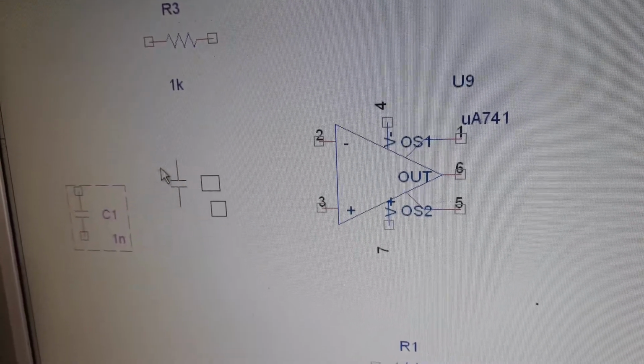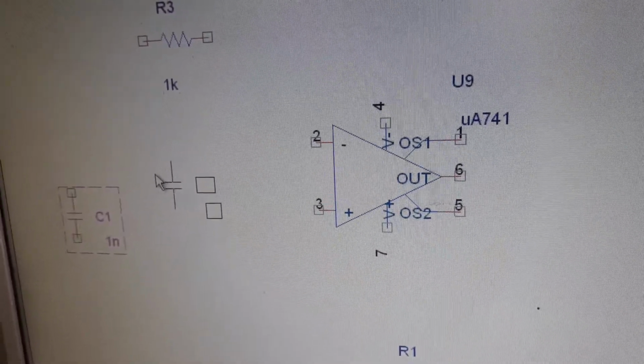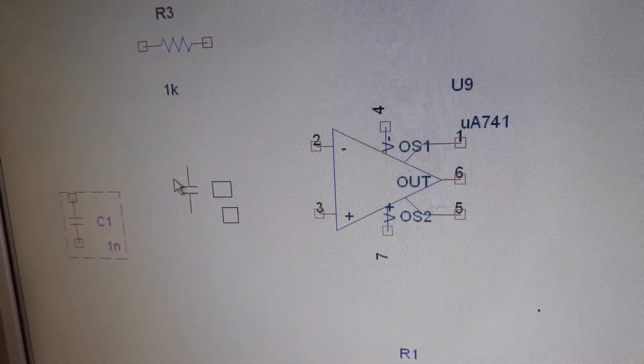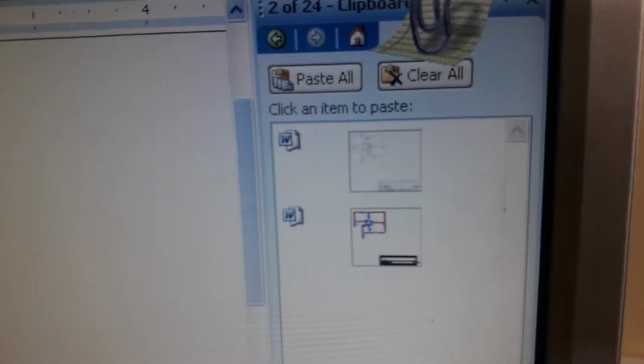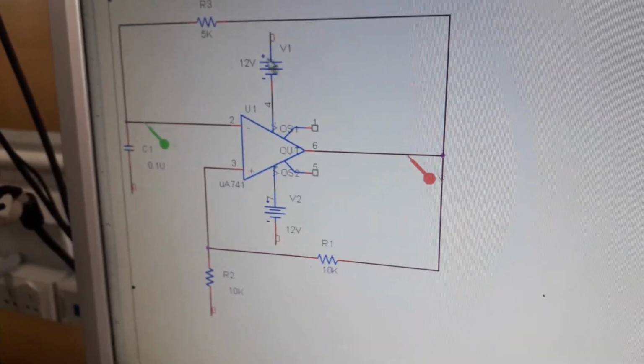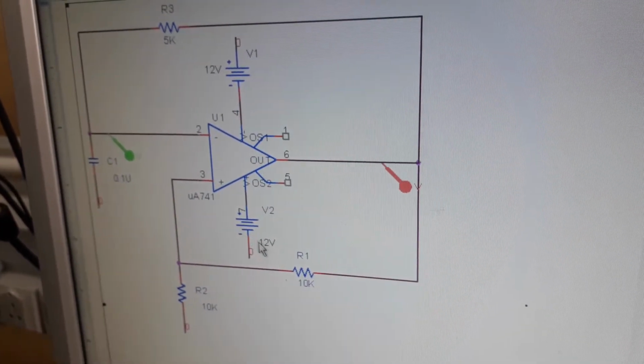Place it here and you can press escape also, or right click end mode, one and the same. You can press the escape button. Okay, so next after this we need to place VDC. Here you can see the VDCs, right? 12 volt, and here it is 12 volt.